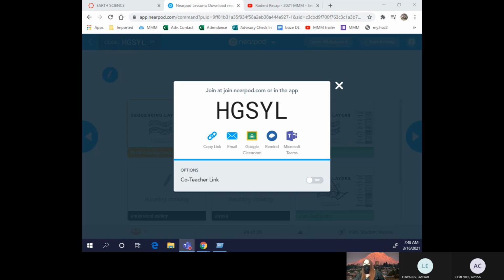Unit 3, Section 5. We didn't finish last week, so we're going to finish these up today. I don't even remember how far you guys got. So HGSYL is your code to join Nearpod, and then have your notes up and ready to go. I'll give you about a minute or so to get everything ready.